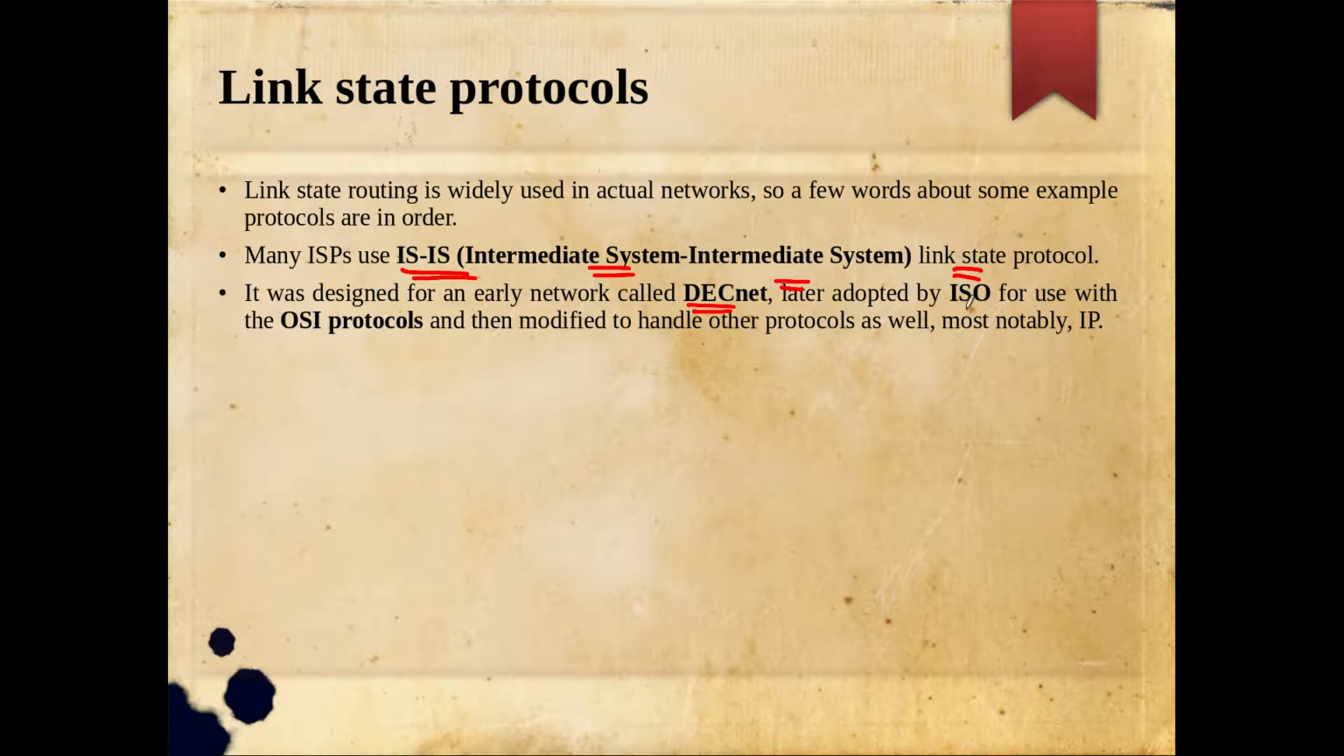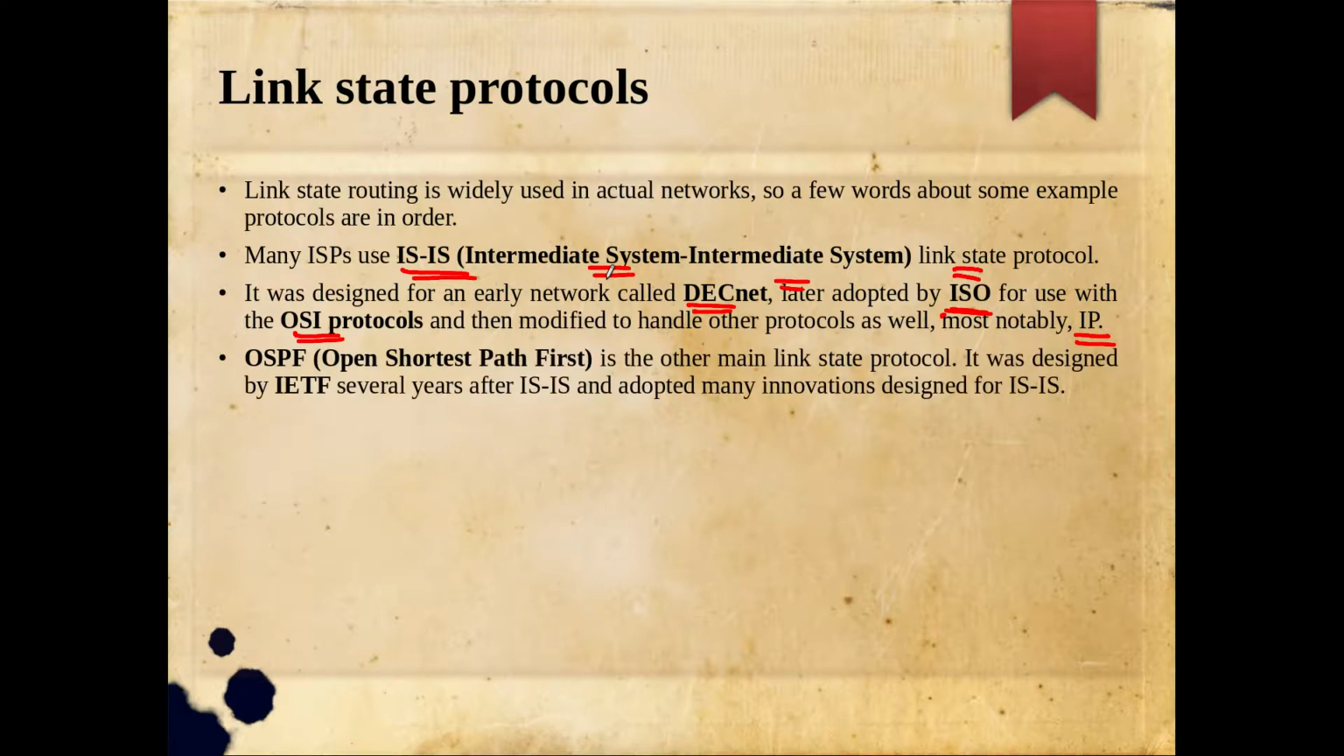Later it was adopted by the International Standards Organization, ISO, for use with the OSI reference model protocols, and ISO then modified it to handle other protocols as well, most notably the Internet Protocol in the TCP/IP model, right? Like IP, most of the other standard protocols were comfortable with ISIS as the network layer routing protocol. And later on we have another link state protocol called OSPF.